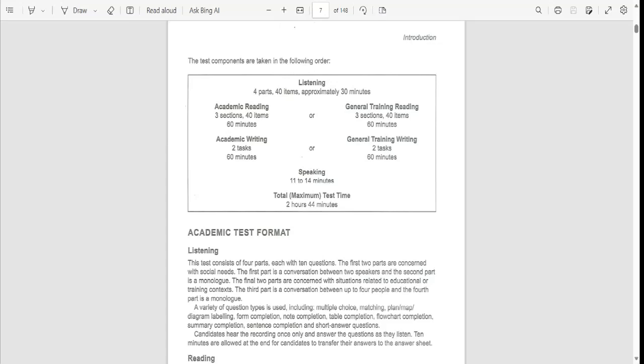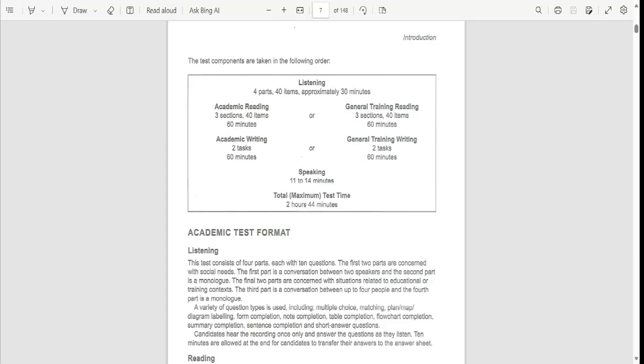Usually, before your paper-based IELTS test, you have the speaking test because it's only about 11 to 14 minutes. Most of the candidates have their speaking test before the day of the main exam. For example, if you have the paper-based IELTS exam on Friday, you're going to have your speaking test 3 or 4 days sooner.